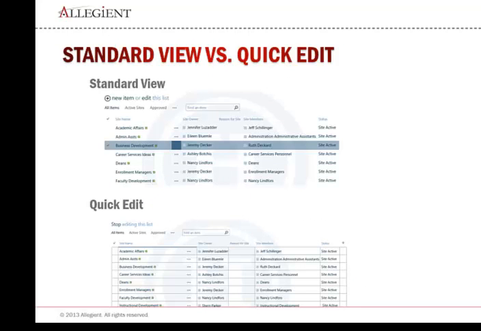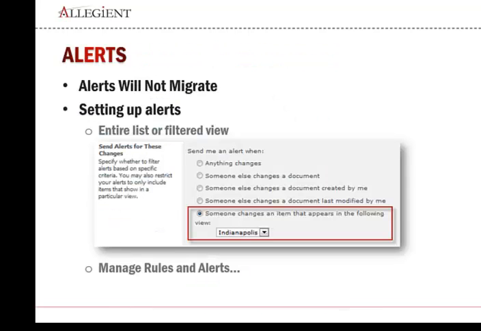Here is an example of seeing it in different views. So if you like to see things in tables, you can do the quick edit, especially if you want to delete things, or you can just do a standard view, and that's the default of the site. So alerts will not migrate. So any lists or libraries that you currently have alerts set up for will need to be recreated in the new site.